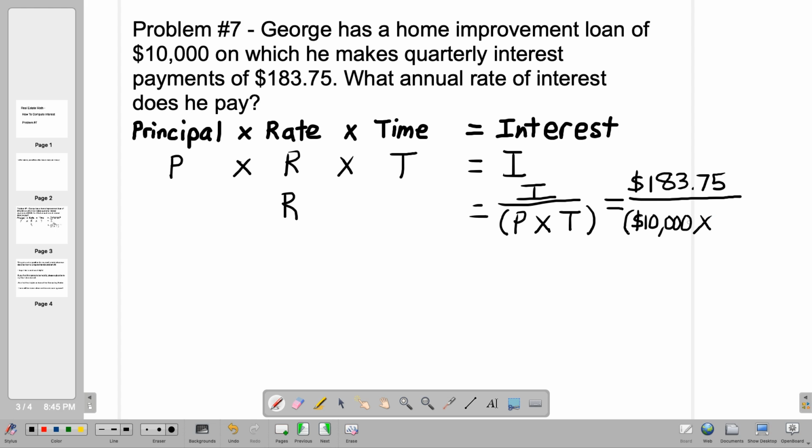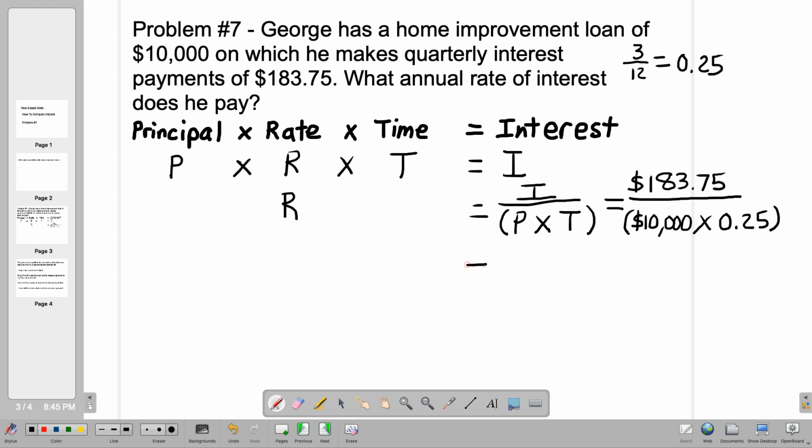Okay, so the time factor, they say that George has a home improvement loan of $10,000 on which he makes quarterly interest payments. So the keyword is quarterly. We know that every quarter represents 3 months, and a year represents 12 months. And so we have 3 divided by 12, and what that produces is a value of 0.25. And so for the time factor, we're going to replace T with the value 0.25.